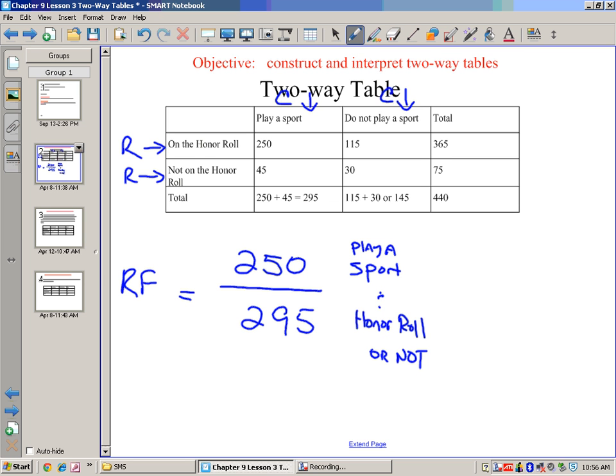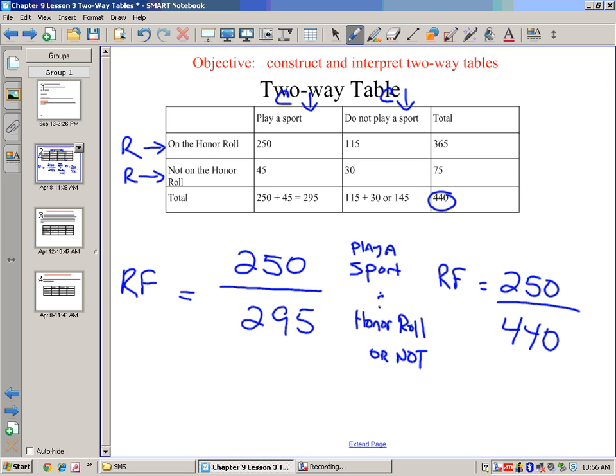We could go, out of the total number of students, we could do the relative frequency out of total students. Total students was 440. If you look down here, in the bottom right, tells you the total of students there, 440. Once again, they play a sport and they're on the honor roll. It's 250 out of 440. That gives you the relative frequency of playing a sport and on the honor roll out of total number of students surveyed for this table. So two-way tables give you a lot of information. You can interpret them many different ways.